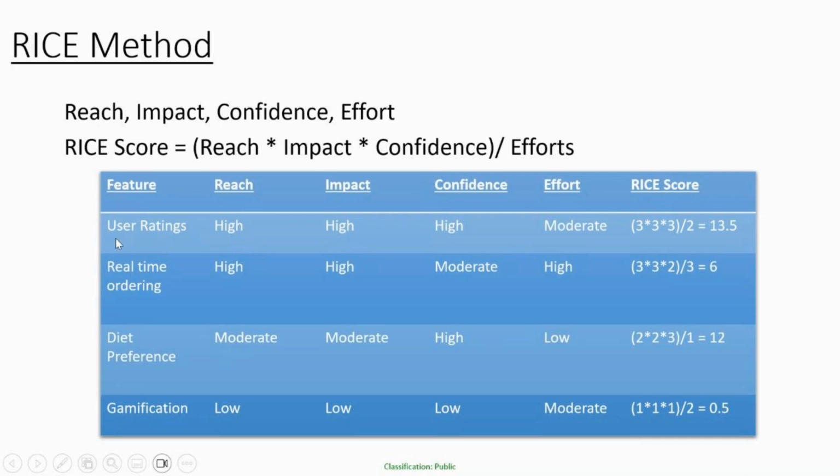Okay. Now take the first requirement, which is the user ratings. Means how important is it to have the user ratings for the customers? Okay. Now if you look at the reach of it, the reach of this particular requirement is high. What it implies is this particular feature will impact all the users of the app as it displays the ratings and reviews of each and every restaurant, each and every dish.